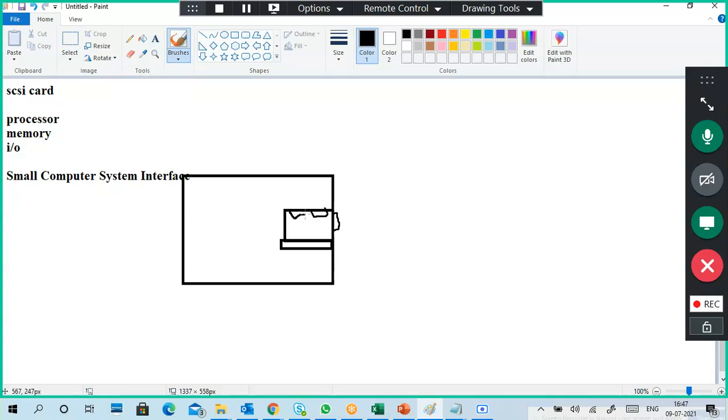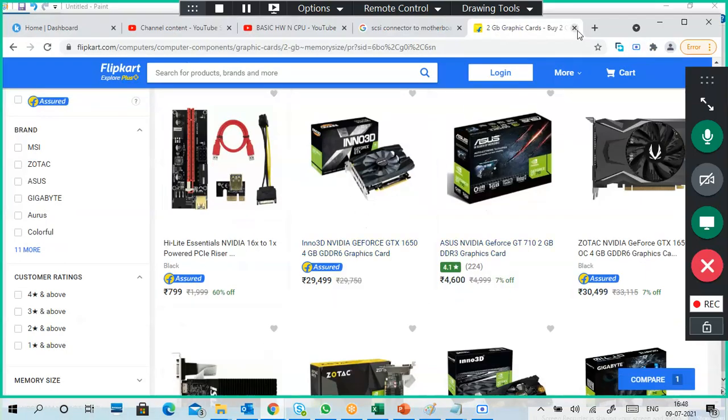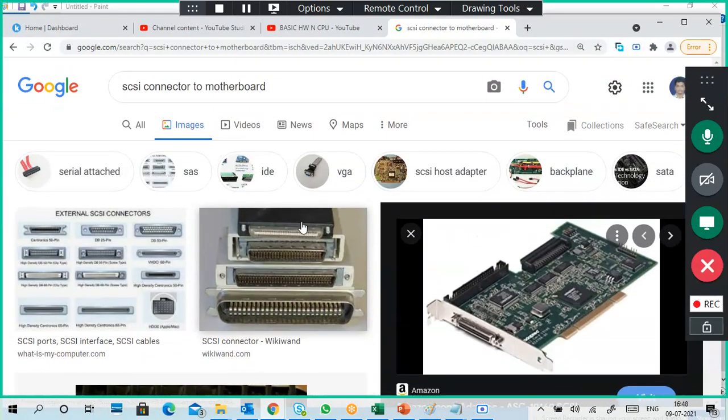Next, as I showed in the pictures, external connections are there, internal connections also, and earlier they used IDE types of interfaces, like PATA. It has a long ribbon connector. I've seen how SCSI looks, the ribbon cables and connections, many years back. At that time it was still available, but recently, very rarely.